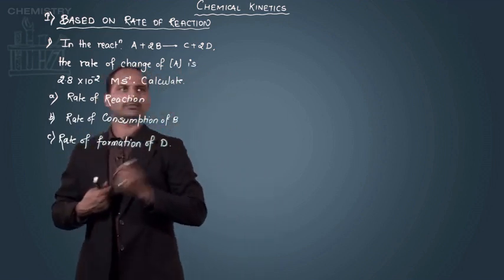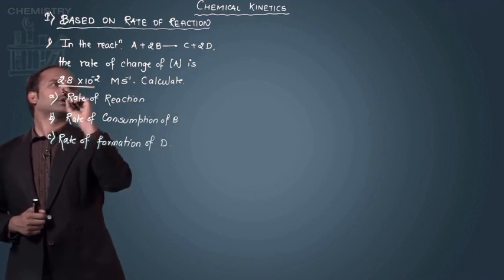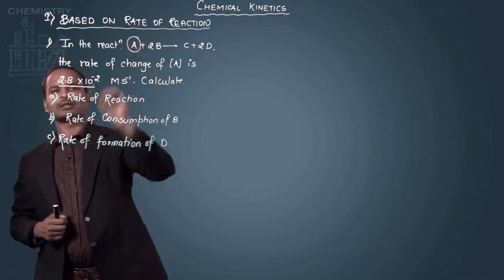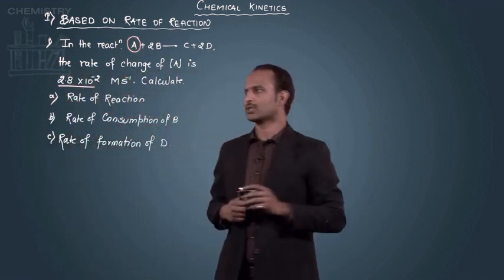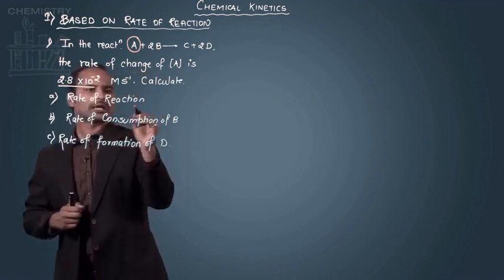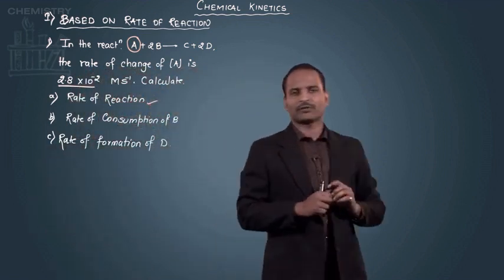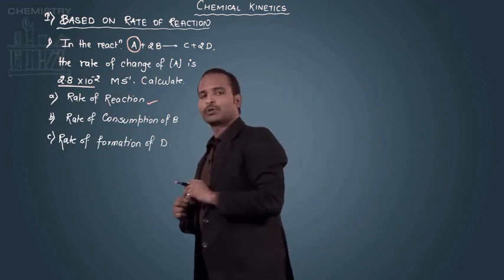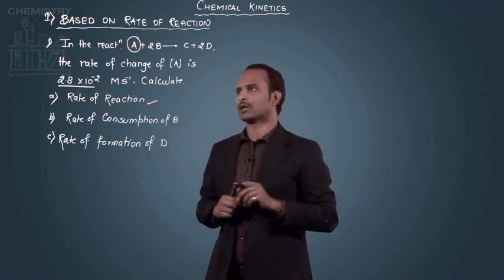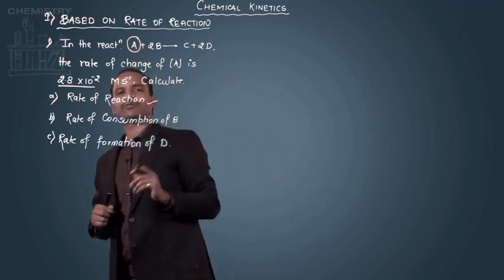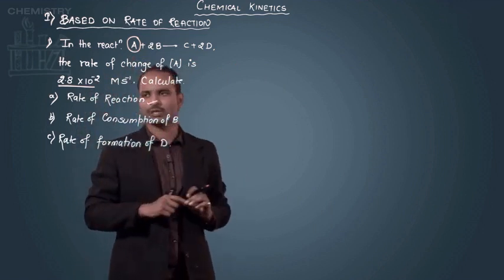So here the given part is the rate of change of concentration of A. Now in the reaction, A is a reactant, and being a reactant, that change is going to be the disappearance, or I can say the consumption. During the reaction it is going to be consumed. So first we have to calculate the rate of reaction. The rate of reaction is always equal to the rate of consumption or formation of that component whose coefficient is 1. So here the coefficient of A is 1, so the rate of reaction and the rate of consumption of A are going to be the same.